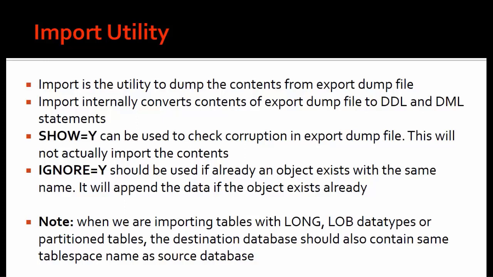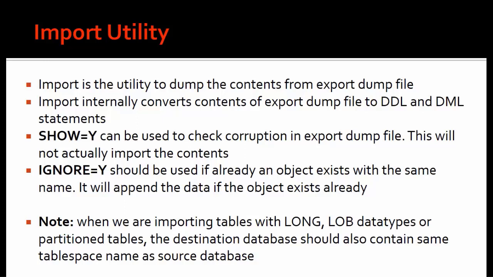These commands are then again executed on the target server. There is a parameter show equal to y. This parameter will help you validate corruption in the export dump file. When you use this parameter, the dump file is not imported, but rather just checked for corruption errors. Sometimes you might want to check whether the file that you are about to import is fine or not, or are there any corruptions in the dump file? You can check them by using this parameter show equal to y.